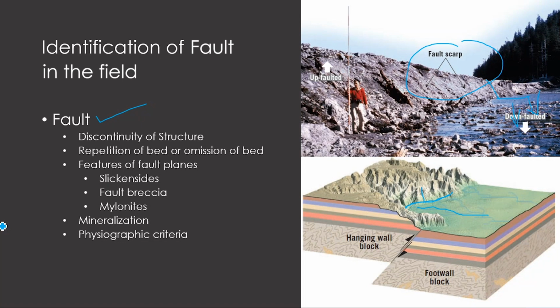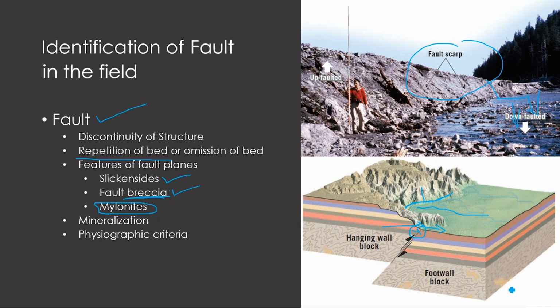Then repetition of bed or omission of bed. Sometimes when we are coming from here, there is a strata which continues. When I come here, that strata discontinues, and that is again an indication of a faulted strata. So this is another indication of repetition of bed. Then the features of slickenslides we have seen. Fault breccia, you know the terminology breccia. Breccia is a coarse rock with angular, gravel-sized particles, produced in areas where there is crushing and movement, and that indicates a fault breccia. Mylonites are fine crushed materials, so that is a rock type that will indicate a faulted strata.